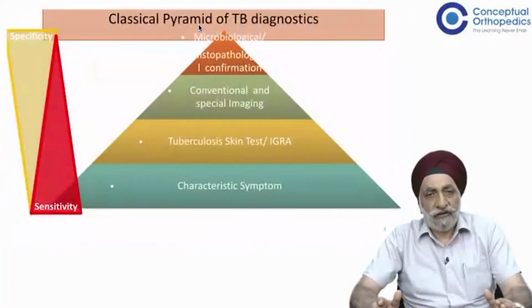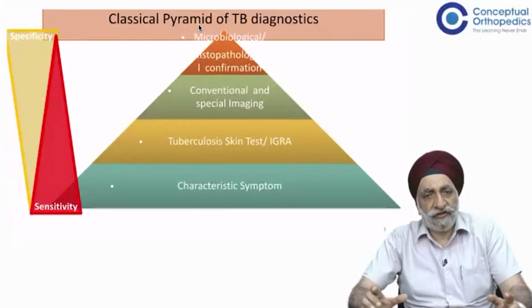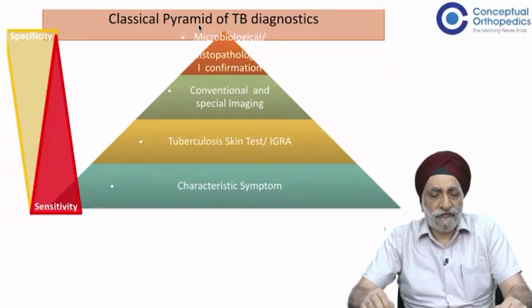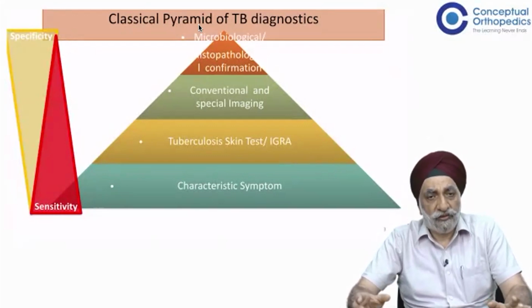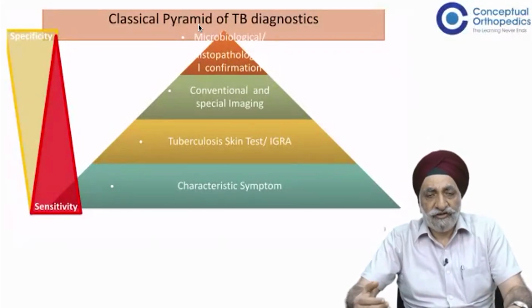If we look at the classical pyramid of TB diagnostics, we start with characteristic symptoms. Particularly in the context of TB, they usually present with the chronic constitutional symptoms, but that may not necessarily happen in all patients with bone TB. But the presence of constitutional symptoms of prolonged illness or a cold abscess does help us think of tuberculosis. And then you need some tests to support it.